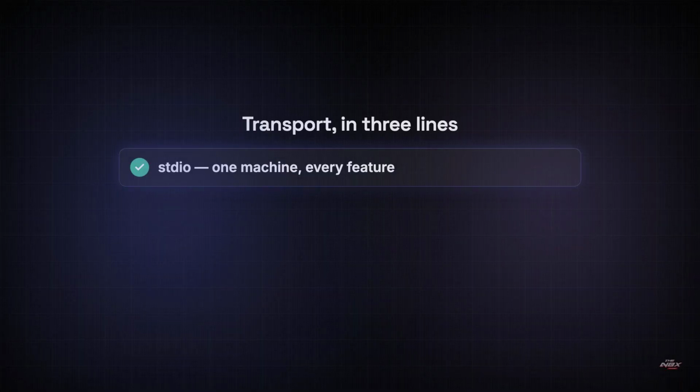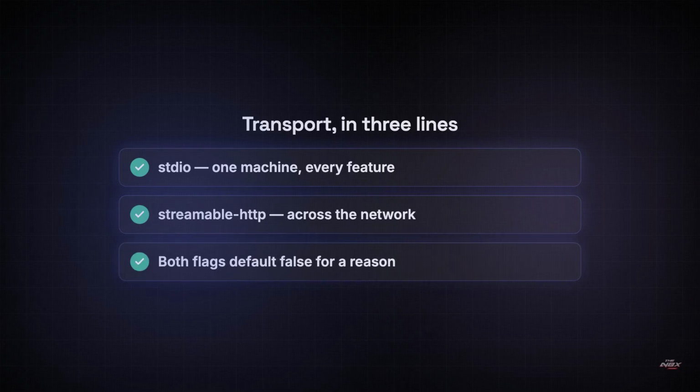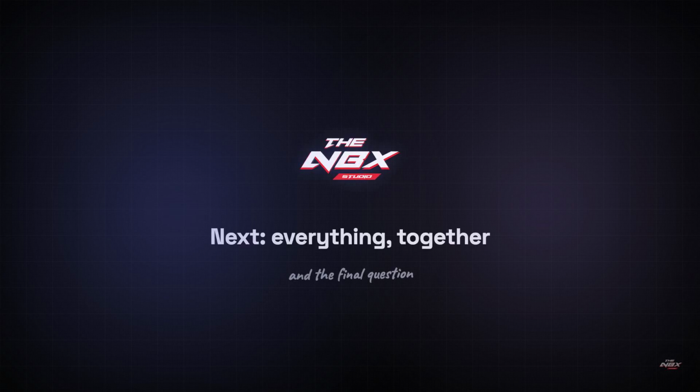Three lines. STUDIO is for development on one machine. Streamable HTTP is for production across the network. And both flags default to false for a reason, turning either on trades features for scale. One chapter left, and it's the one where we put the whole protocol back together.